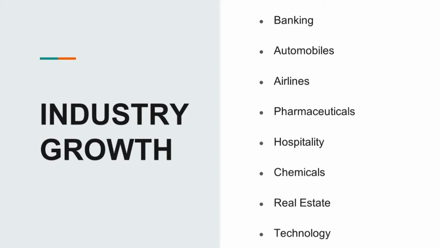Likewise, there are many industries, whether we talk about automobiles, airlines, pharmaceuticals, hospitality, chemicals, real estate, technology. These are just a few examples. There are many industries, sector-wise allocation of different companies. So you need to know the industry's performance. Just understand it this way: if an industry is doing well, certainly the probability of the company in which you are investing doing well would be higher than in an industry which is not doing well.